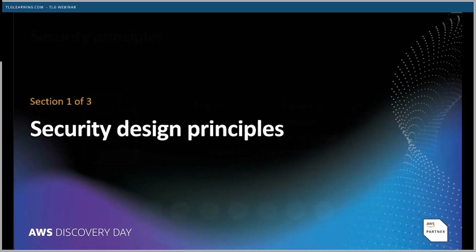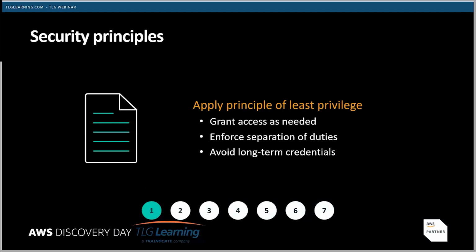So let's look at some security design principles. One of them, a basic design principle when we talk about security, especially when it comes to authorization or the permissions, is the principle of least privilege. So you grant access as needed: the permissions that a user has assigned to them.